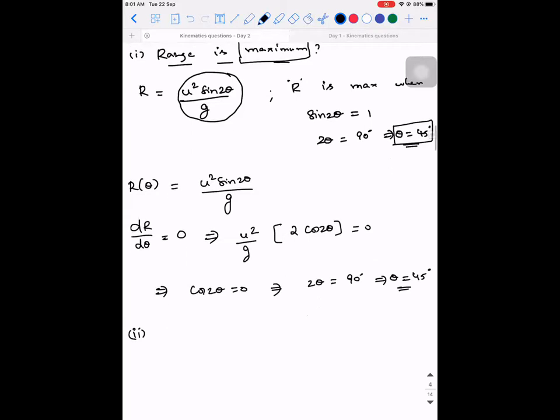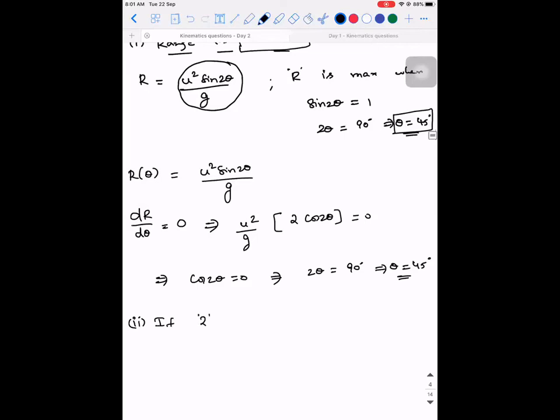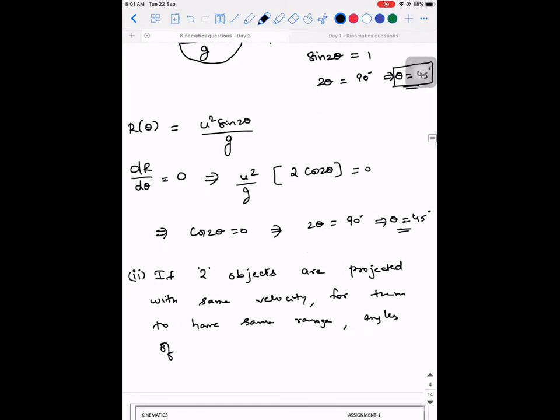Now another question. If two objects are projected with the same velocity, for them to have the same range, the angles of projection should be how much? If two objects are projected with the same velocity, for them to have the same range, what should be the angles of projection?